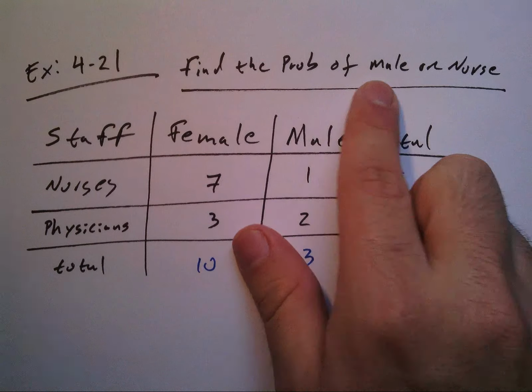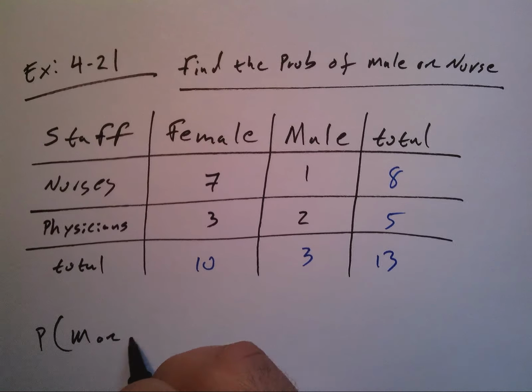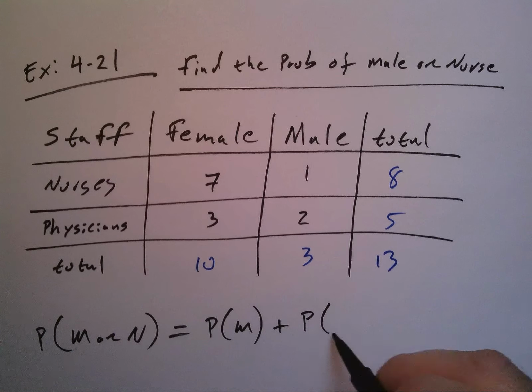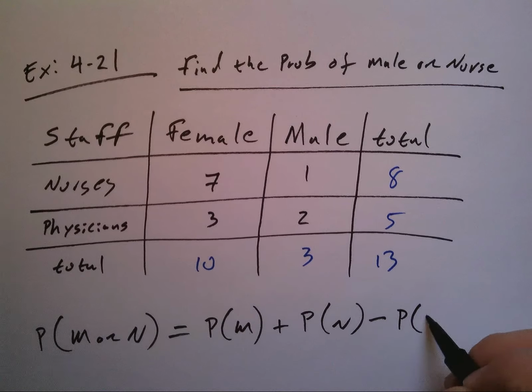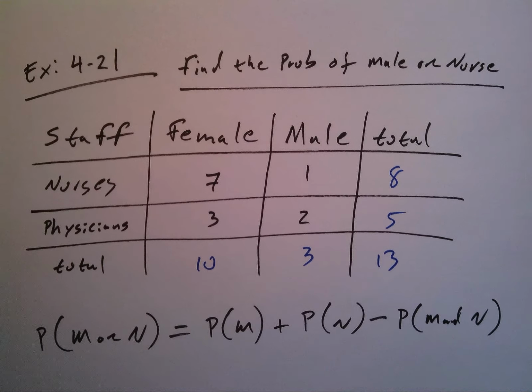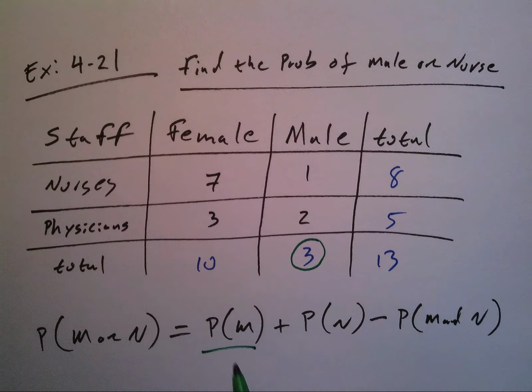Alright, so if I'm going to answer the question in the book, find the probability of a male or a nurse, that's probability of male or nurse. That's going to equal probability of male plus probability of nurse minus the double count. So the probability of male and nurse. So let's find these things. I'm going to use 3 colors to do that. So I'm going to use green for my males. How many males do I have? I have 3 of them out of a total of 13. So the probability is 3 out of 13.